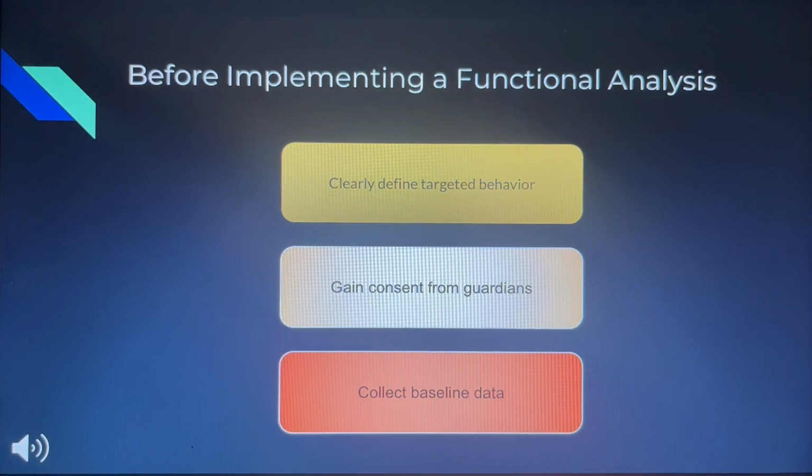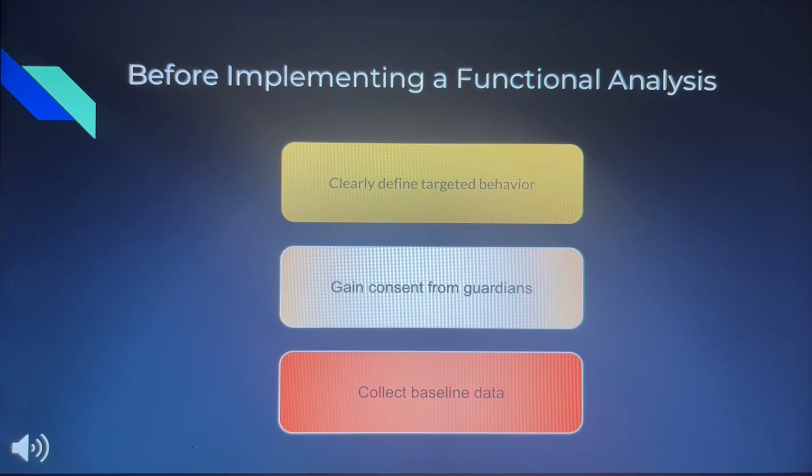But before implementing a functional analysis, there are a few things you need to do beforehand. First, you need to create an operational definition of the behavior. So this is to ensure that anyone who reads the definition knows exactly what this behavior looks like. The next thing you need to do is gain consent from the guardians. You cannot perform a functional analysis until you get that consent. And then you need to collect baseline data.